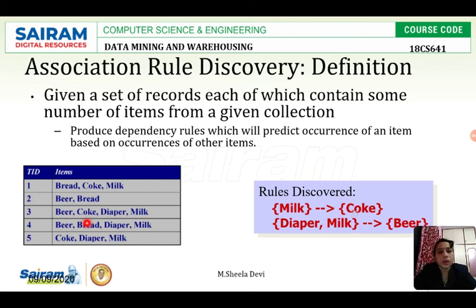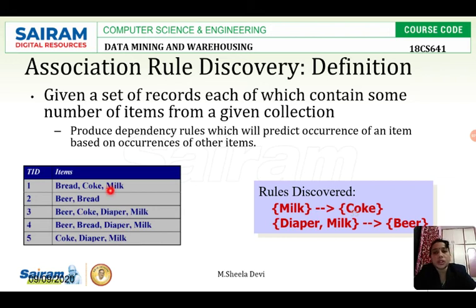So what can we understand from this? Whoever is buying diaper is also buying milk. See the fifth row, diaper and milk. So what is the association rule that we can predict from this collection of data? Whoever is getting diaper is also getting milk.